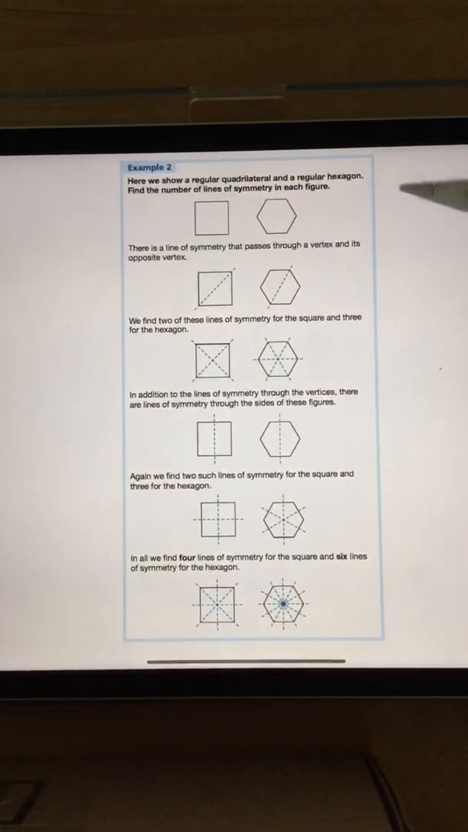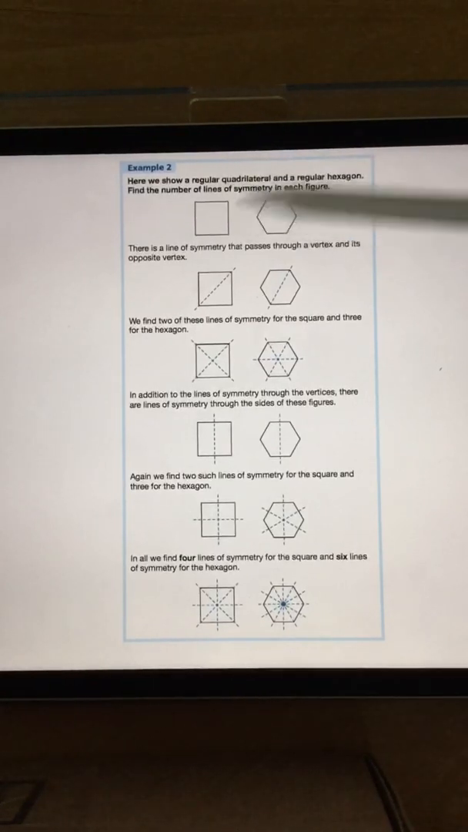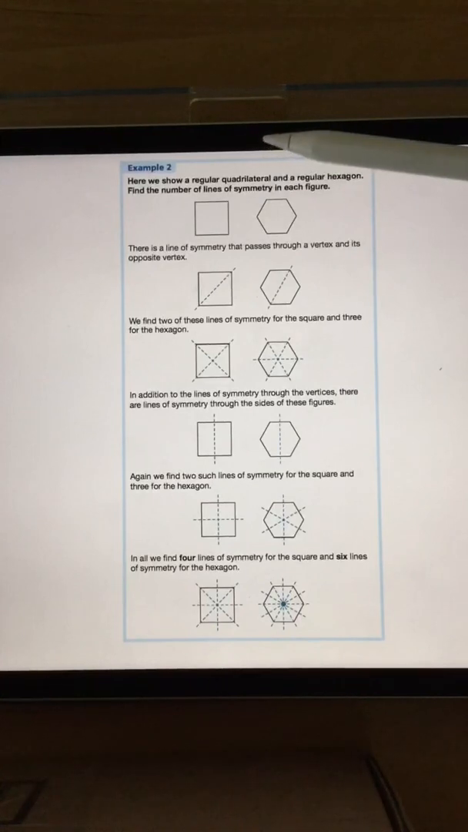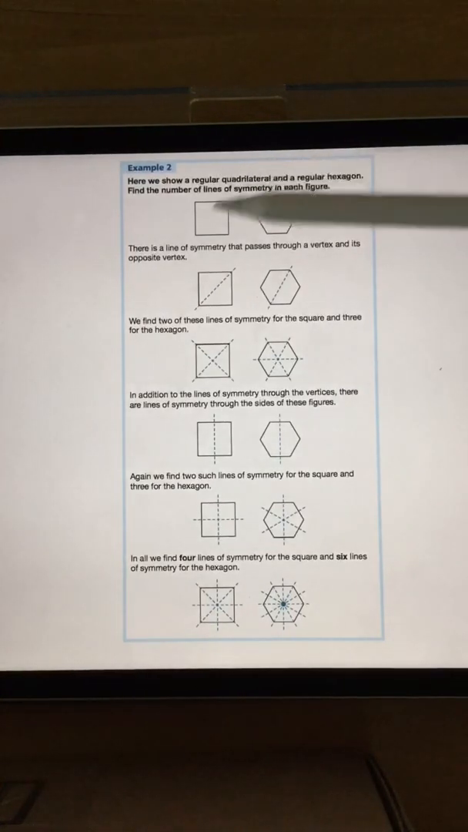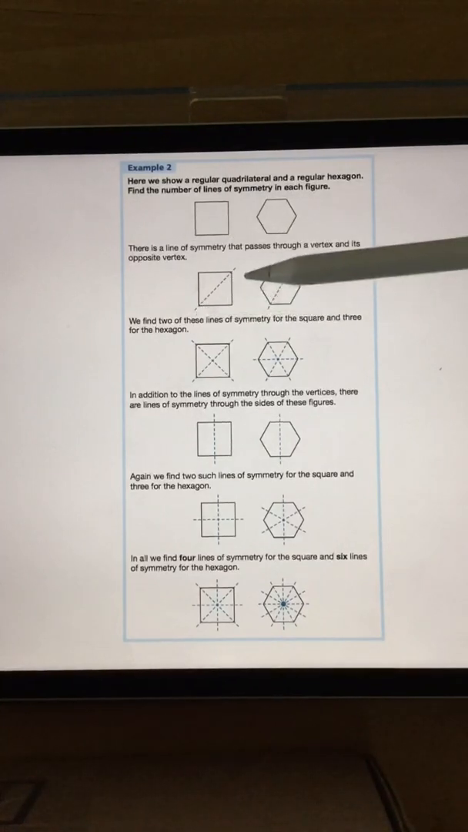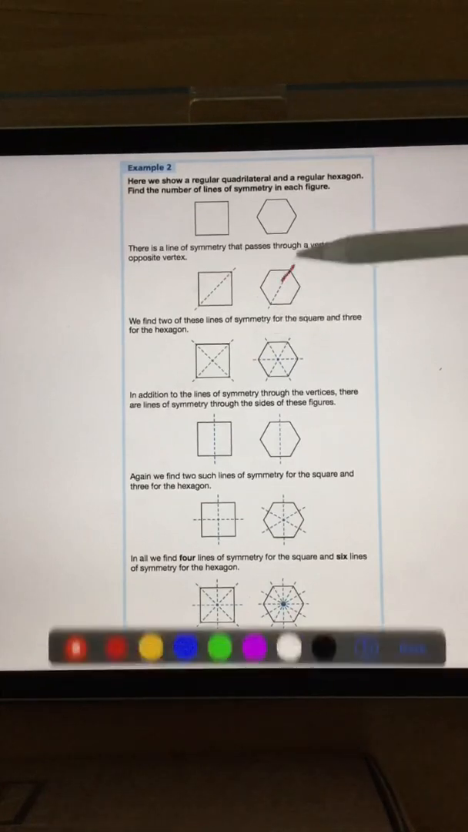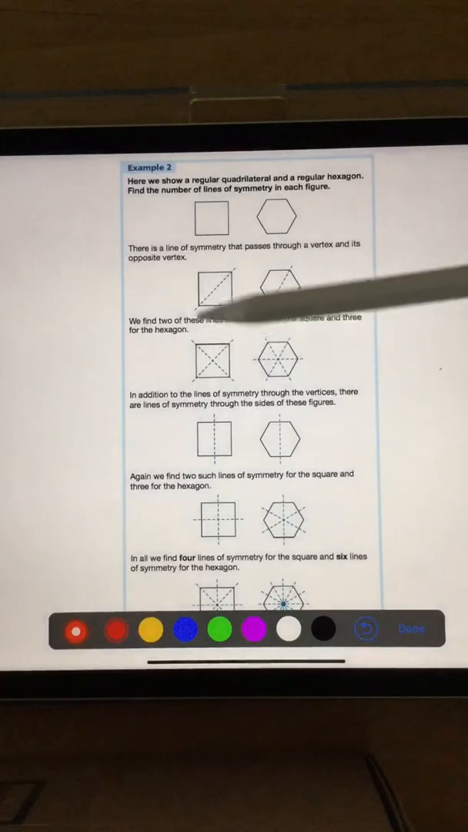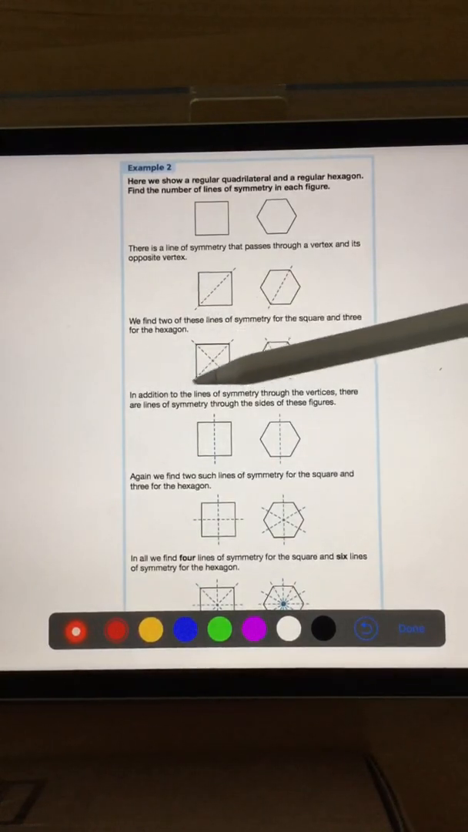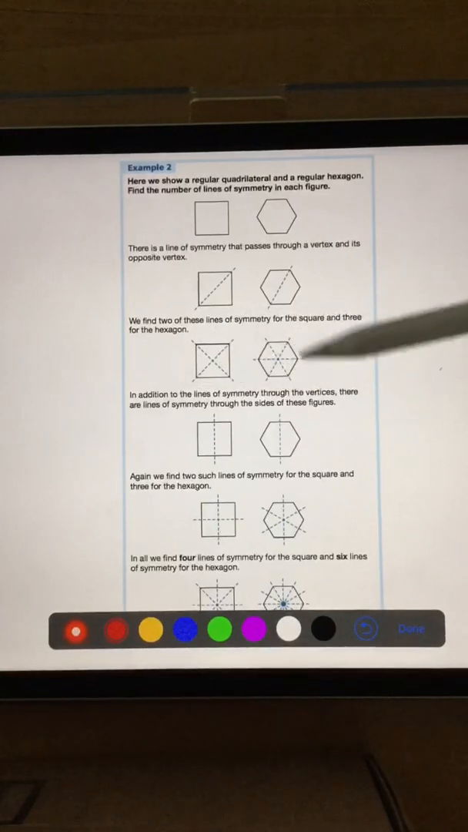Next, here we show a regular quadrilateral, a rectangle. It's actually a square, and a regular hexagon. Find the number of lines of symmetry in each figure. So our first line, we're going from this corner to this corner on the square. This one, we're going from that corner to that corner on the hexagon. So we find 2 more lines of symmetry. 1, 2, 3.